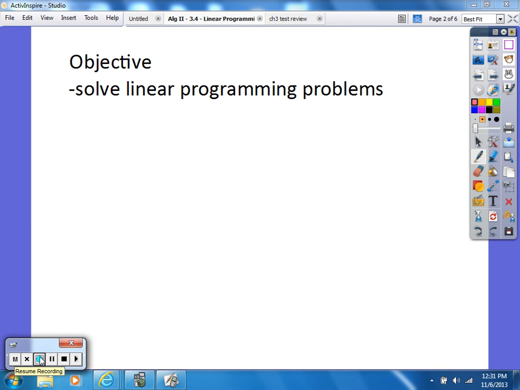Today we are solving linear programming problems. I'm giggling for those at home because we've already started this and I forgot to hit record. Linear programming problems are used a lot of times in business to maximize and minimize profit.